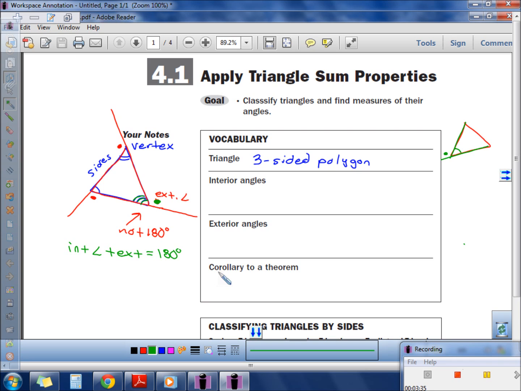The last little term we've got to do is corollary. Basically, if you have a theorem and you just modify it a little, we call it a corollary. So a corollary is a modified form of another theorem. So it's a modified theorem. And we'll see some examples of those today.